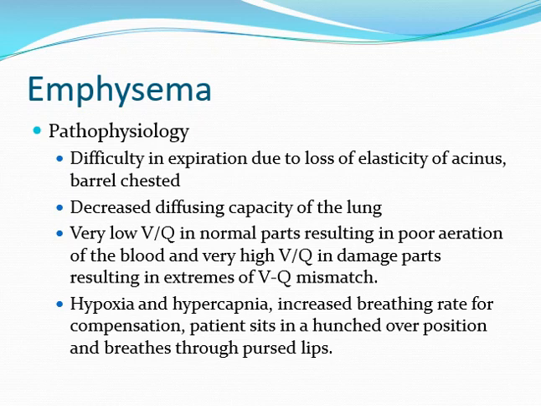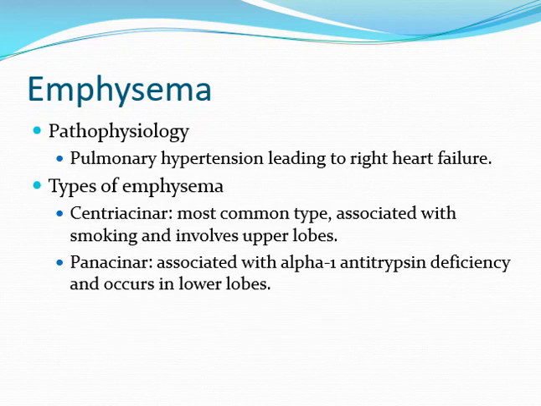Due to this there is an increased breathing rate for compensation, and the patient sits in a hunched over position and breathes through pursed lips. So they are also called pink puffers. Also, due to the hypoxia, the pulmonary arterioles, which are sensitive to hypoxia, undergo vasoconstriction. As a result, we can see pulmonary hypertension, and in the long run the pulmonary hypertension will lead to heart failure, which is also seen in chronic bronchitis, due to the same mechanism of hypoxia leading to pulmonary hypertension and right heart failure.